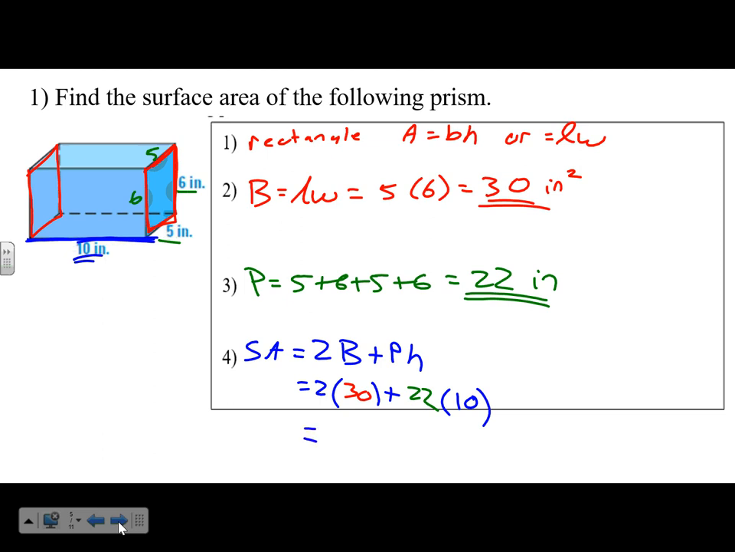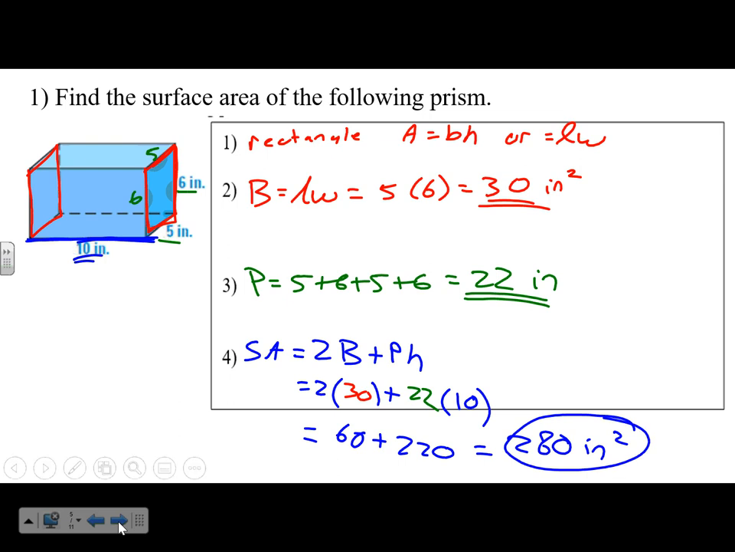Then from here, you can type it in your calculator exactly how you see it. I like to go step by step. 2 times 30 is 60. 22 times 10 is 220. Then add those together. You should end up getting 280. And technically, that's inches squared still. 280 inches squared because it still is an area. It's just the surface area.